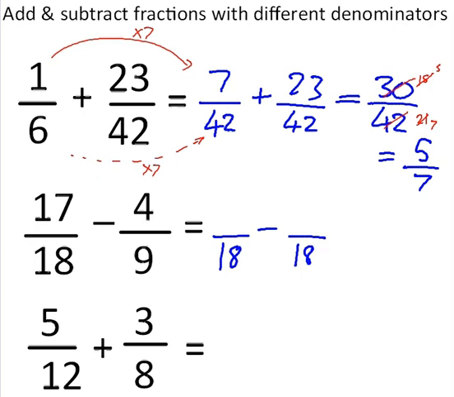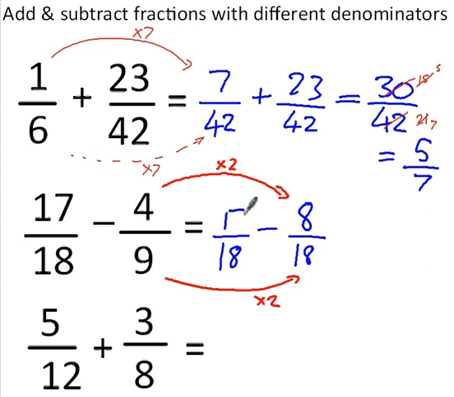What do I have to multiply 9 by to make 18? I've got to multiply it by 2. In which case, I'll do the same to the top to give me an equivalent fraction. So I'm still taking away 4/9, but I'm just doing it in the form of 8/18. That's all. I'm still taking away 4/9. I'm just using an equivalent fraction, 8/18.